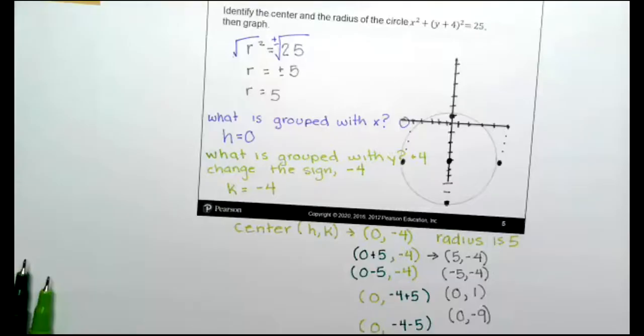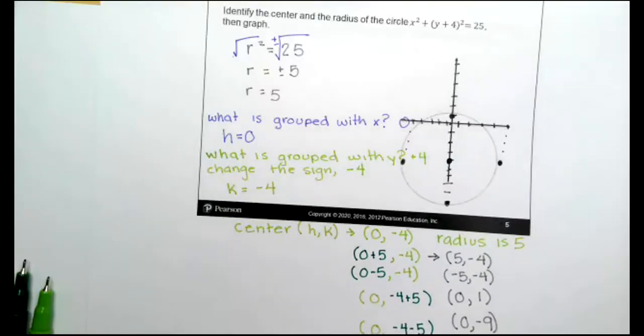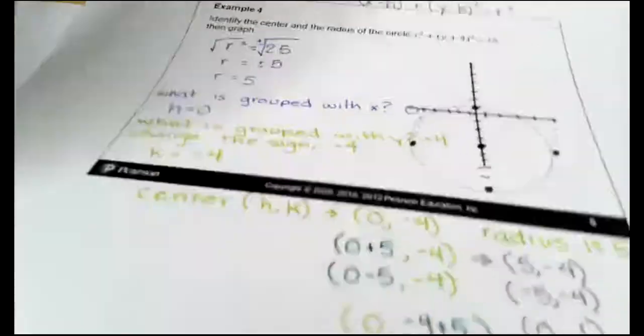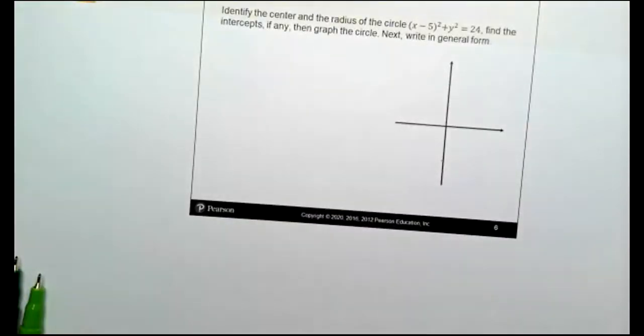All right. I think we have one more example. Identify the center and radius of the circle (x minus 5) squared plus y squared equals 24. Find the intercepts and graph the circle. Write in general form.